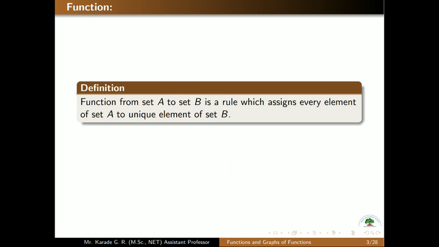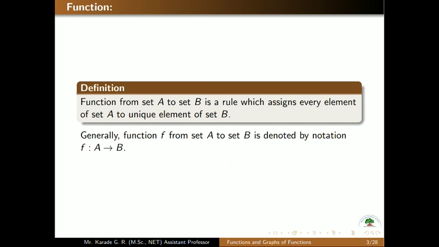Okay, so first of all, a function from set A to set B is a rule which assigns every element of set A to a unique element of set B. Generally, a function f from set A to set B is denoted by the notation f from A to B.